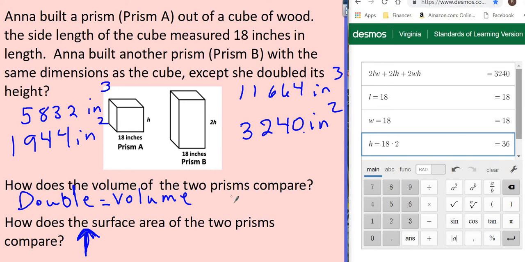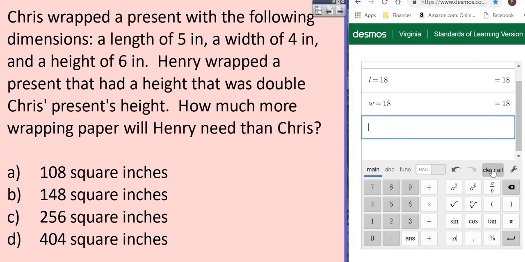Okay, the only thing that's always going to follow, like say you double one side or you cut one side in half, the only thing that's ever going to follow that is your volume. Your surface area will go up or down, but you never know by how much. All right, so let's go on to the next one.